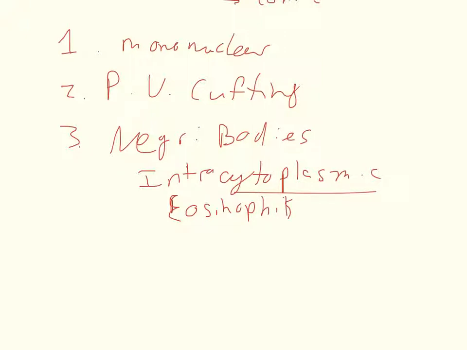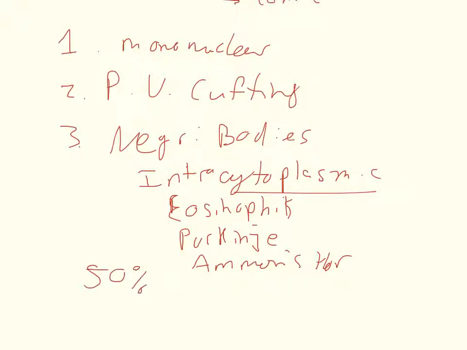It's also going to be in the neurons, most notably the Purkinje cells of the cerebellum and Ammon's horn. And Ammon's horn is basically the cells of the hippocampal formation. This is not very sensitive, but it is something you're going to look for. It's found about 50% of the time with rabies. Okay, so that's going to wrap up everything for me.